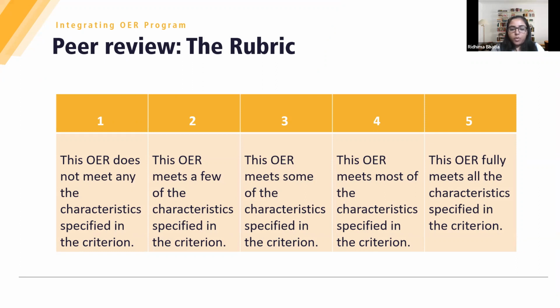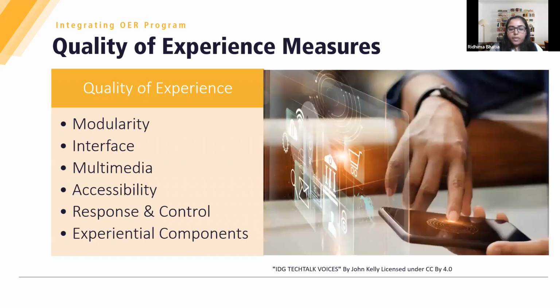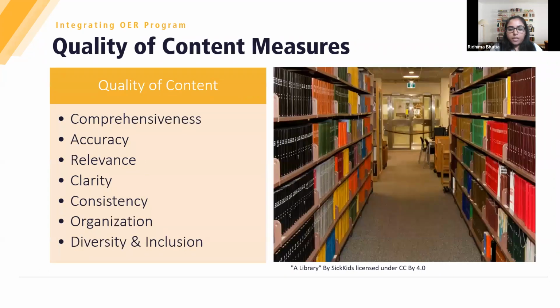Peer reviewers also comment on the quality of content measured based on comprehensiveness, accuracy, relevancy, clarity, consistency, organization, and diversity and inclusion. So let's just have a look at a couple of these criteria. Starting with relevance, as you know, relevance is where we can see the content is up to date, but not in a way that will make the content obsolete in a short period of time.